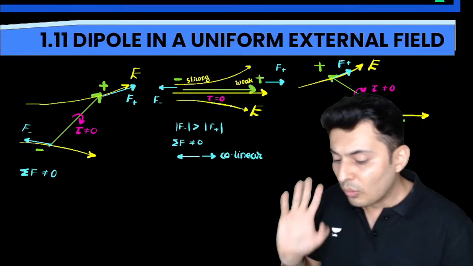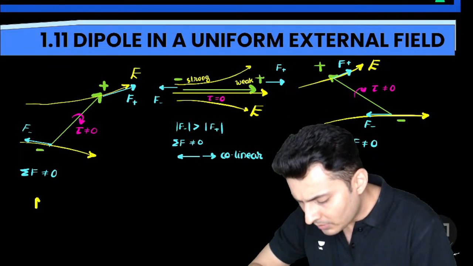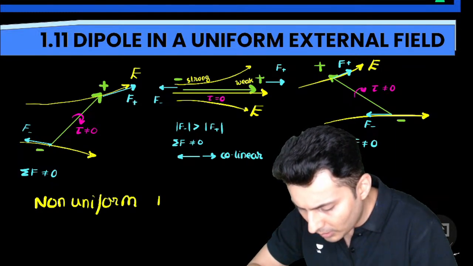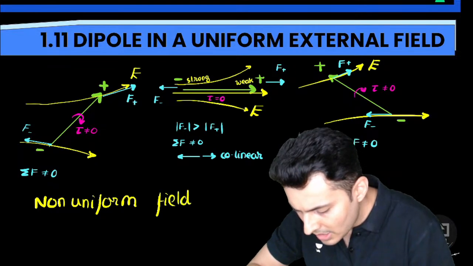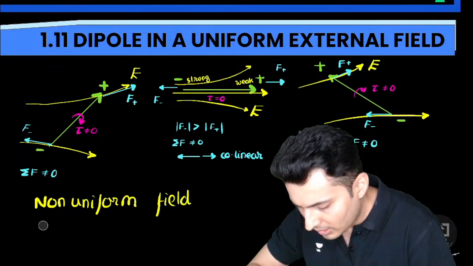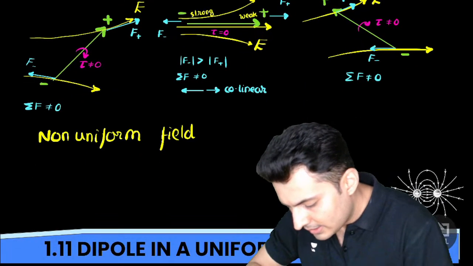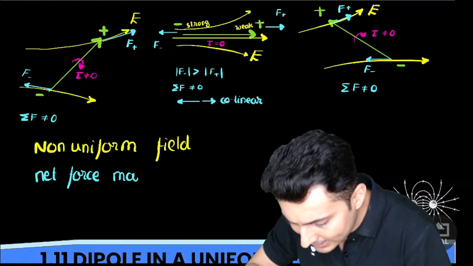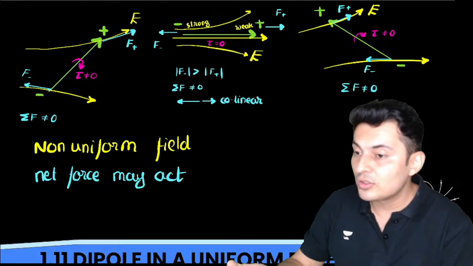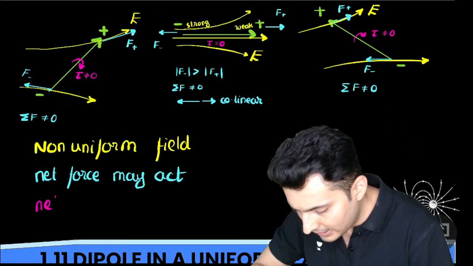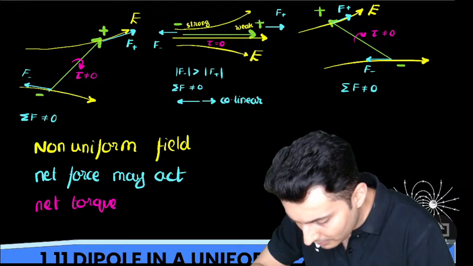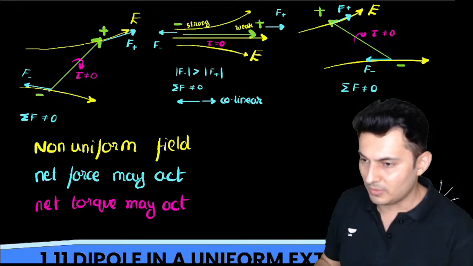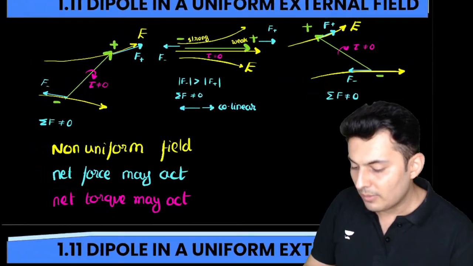Okay? So, what is the conclusion? Basically, in a non-uniform field, net force may act on it. Definitely it can act. You can see it is not zero. And even net torque may act on it. Definitely torque can be zero or non-zero. It is definitely possible. Exactly. Everybody cool about this point?